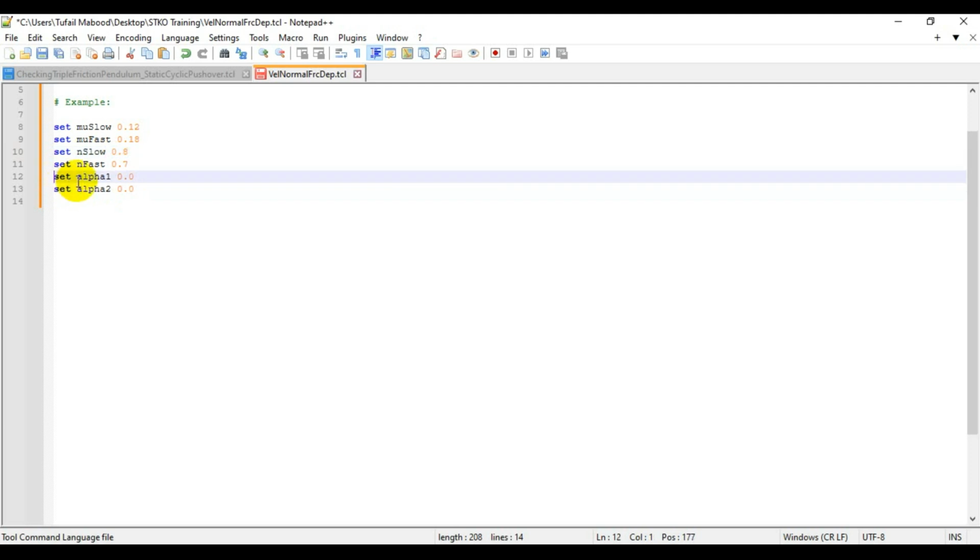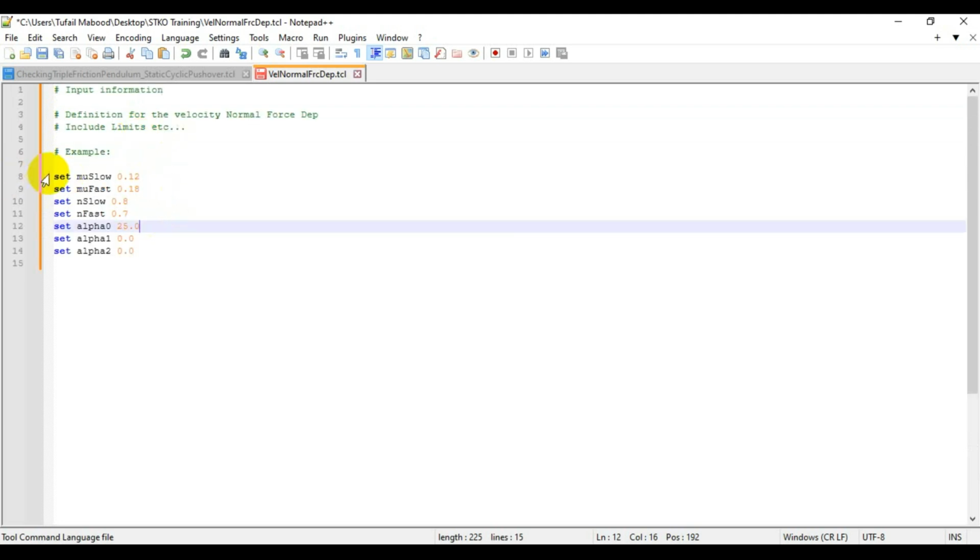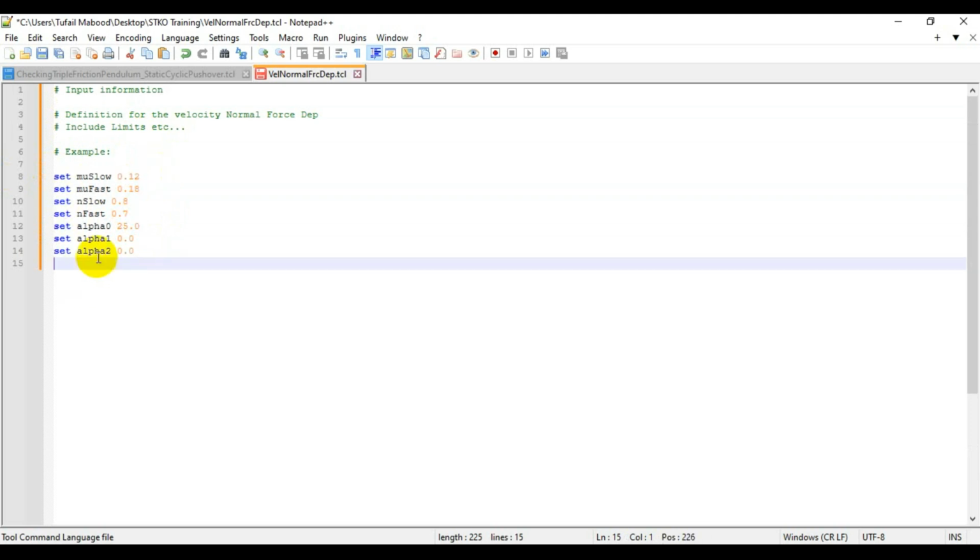I need to define alpha 0, alpha 0. Right? You don't need to put any comma, etc. in your model. And when you include this definition in your OpenSees file, you'll be able to consider it by making it in your input files for the Tcl program, right? So the rule is simple.